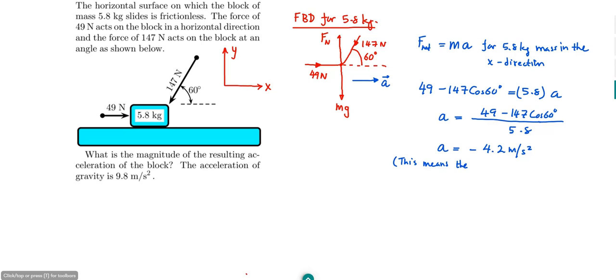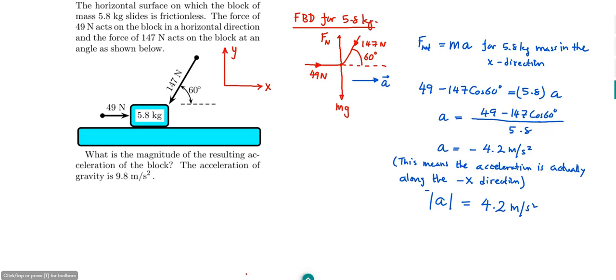This means the acceleration is actually along the negative x direction. It's not along the positive x direction, but it's along the negative x direction. Now the question is asking for the magnitude. So the magnitude of the acceleration is just, they're asking for the size without any sign. So that means 4.2 meters per second squared up to 2 sig figs. So that's going to be the acceleration. Okay, so that's how you do that problem.